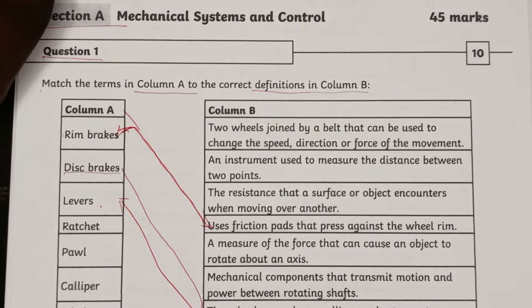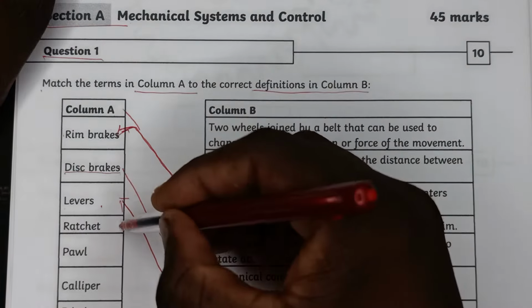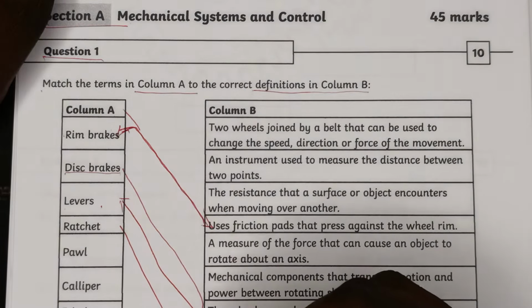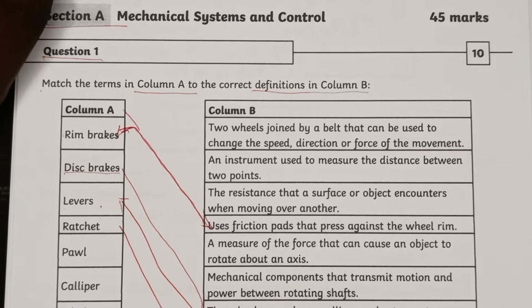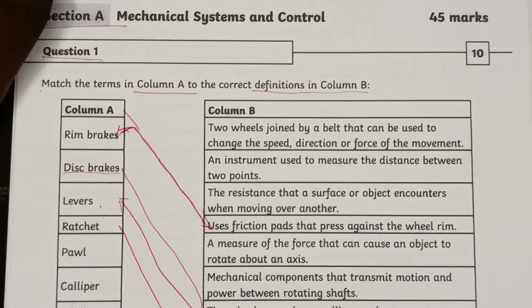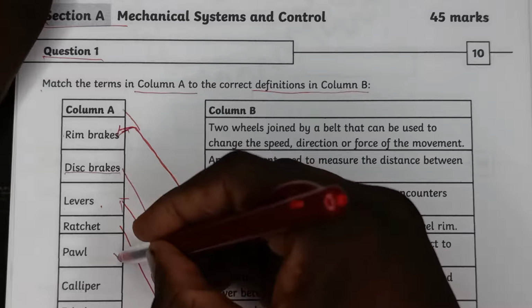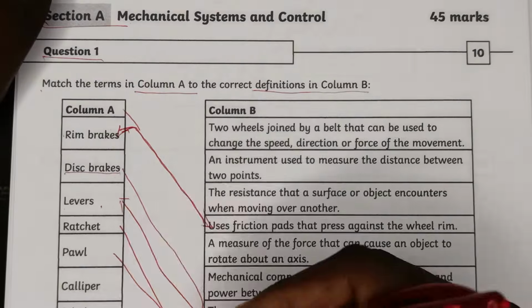All right. A ratchet. What is a ratchet? A toothed wheel. Yes. A ratchet is a toothed wheel. So we come to this one, ratchet. Pawl. What is a pawl? It's a lever with a catch that engages with the teeth on the ratchet. Yes, this is a pawl.